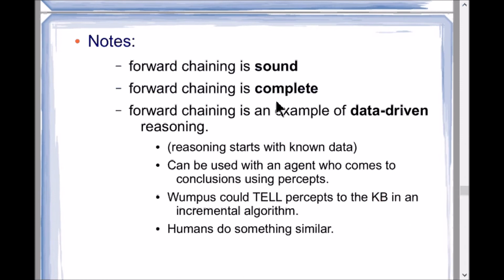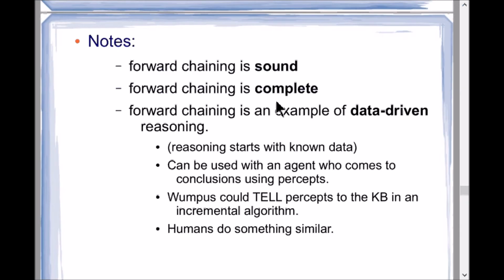All right, so a couple notes about forward chaining. It's both sound and complete, okay? And forward chaining is an example of data-driven reasoning. So what does that mean? It means that the reasoning, that chain of implications, that chain of inferences, is going to begin with known data, right? You start with known facts, and then you continuously apply implications to try to get you to that sentence, that literal that you're trying to see if the knowledge base entails.